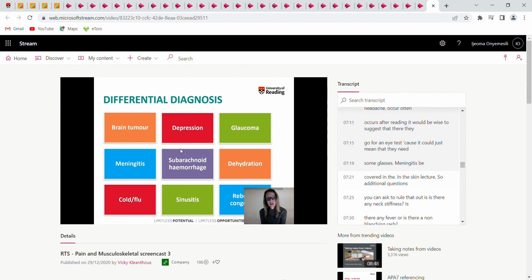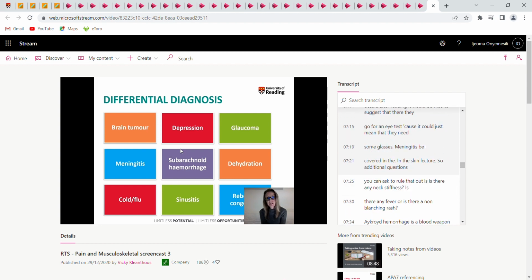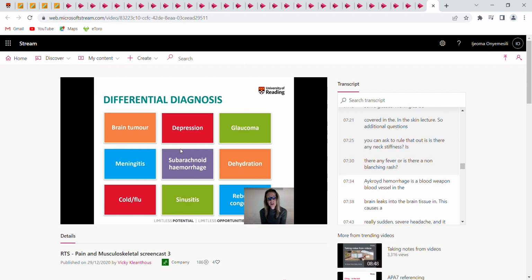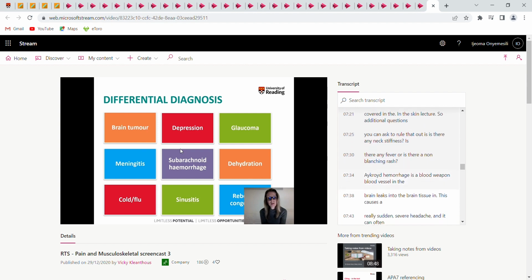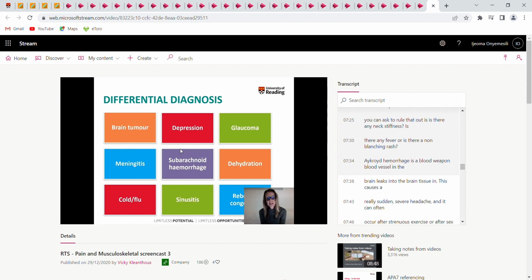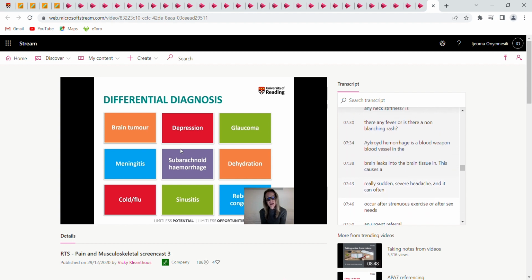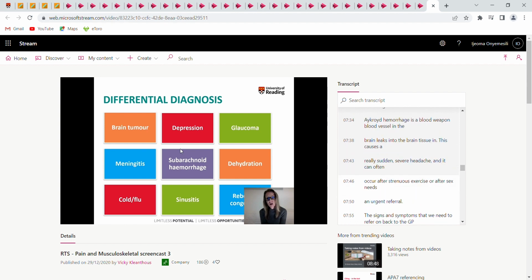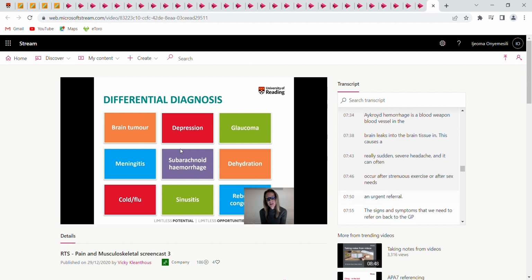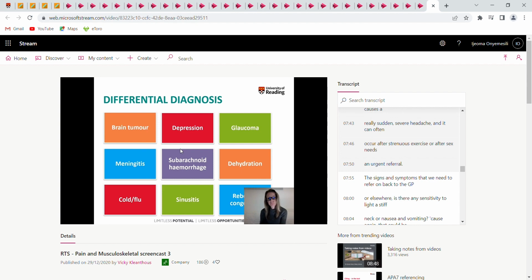Meningitis we covered in the skin lecture, so additional questions you can ask to rule that out are: is there any neck stiffness, is there any fever, or is there a non-blanching rash? Subarachnoid hemorrhage is when a blood vessel in the brain leaks into the brain tissue, and this causes a really sudden severe headache. It can often occur after strenuous exercise or after sex and needs an urgent referral.